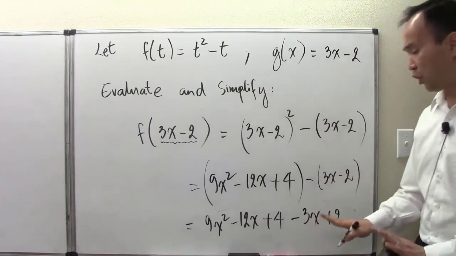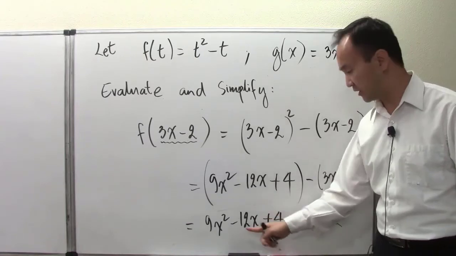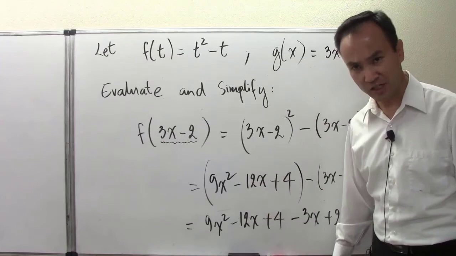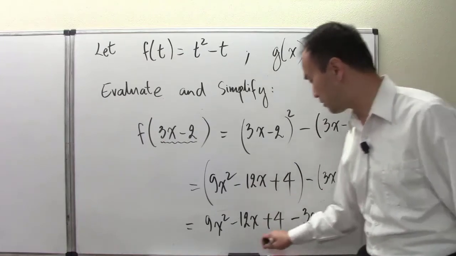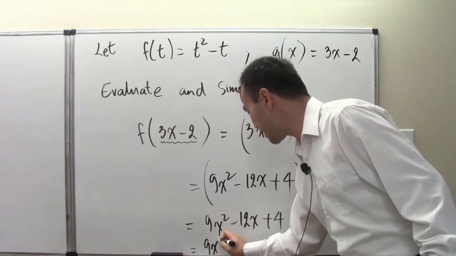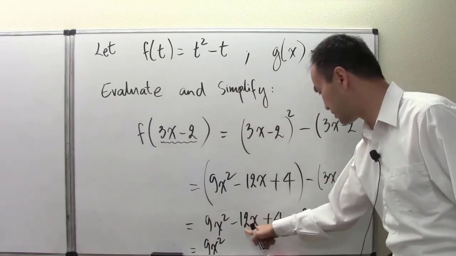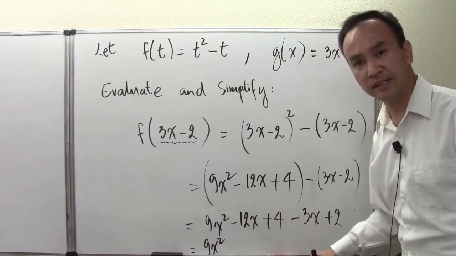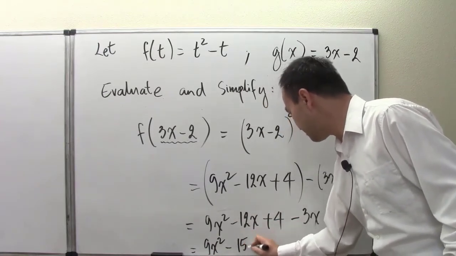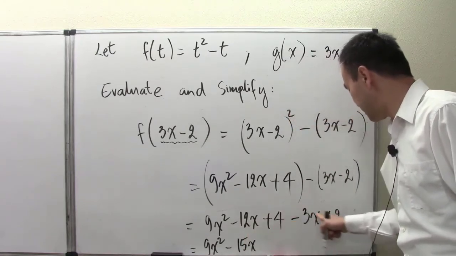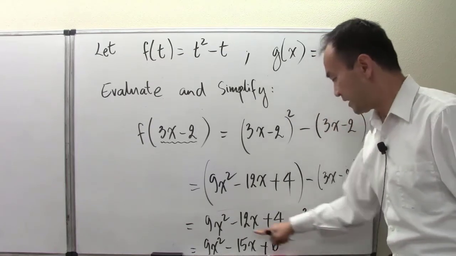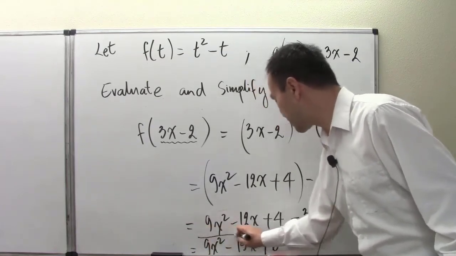And now no more parentheses, and we are ready for collecting like terms and combining like terms, or canceling out opposite terms if there are any. So 9x² is the only one term. Then the minus 12x and the minus 3x are like terms, so they become minus 15x, and the plus 4 and the plus 2 are like terms, so plus 6. And this is our final simplified expression.